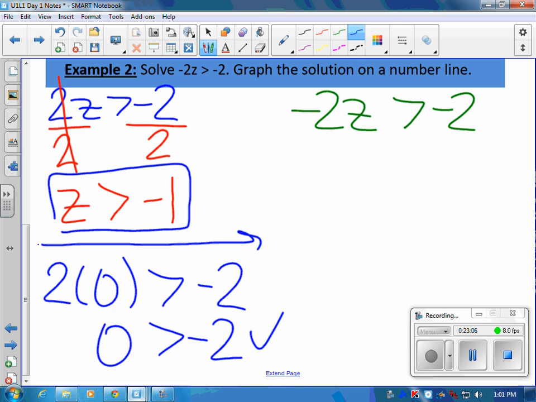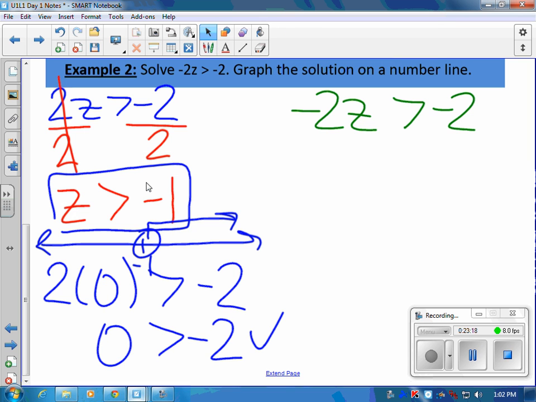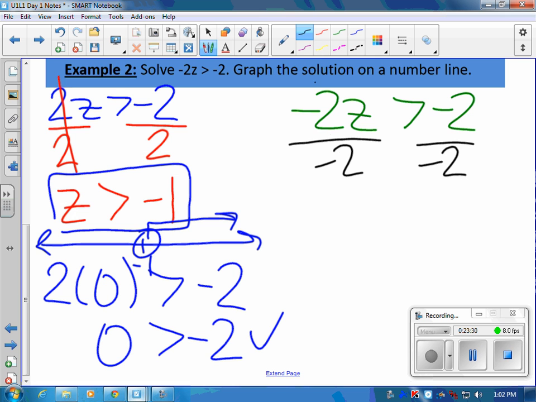I can graph my solution. I need all numbers greater than negative 1 are possible solutions. Let's look at the second one. Negative 2z is greater than negative 2. What do I do to solve this inequality? Morgan? All right, let's divide by negative 2 on each side. 1 times z is z. Negative 2 divided by negative 2 is 1.